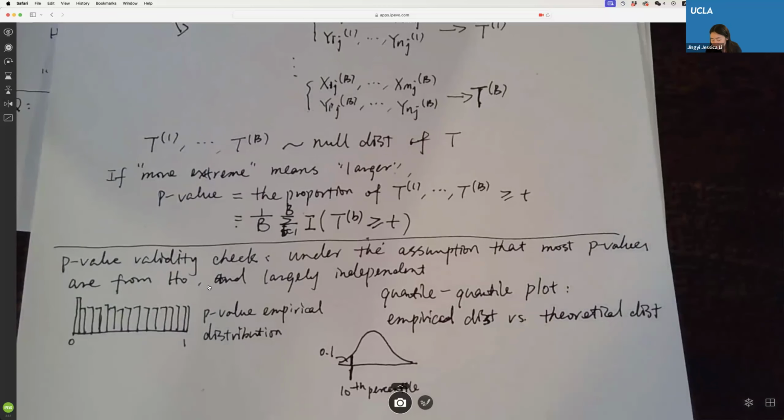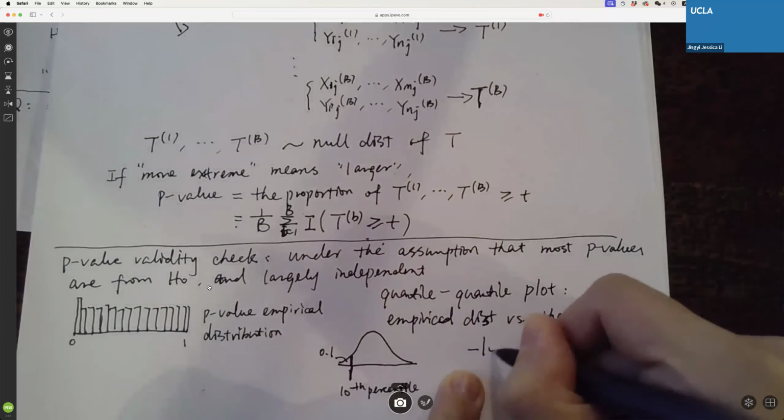So to plot p-values against the theoretical uniform distribution, how do we do a quantile plot? We usually take the negative log p-value to do the plot. Okay, and why do we do that?